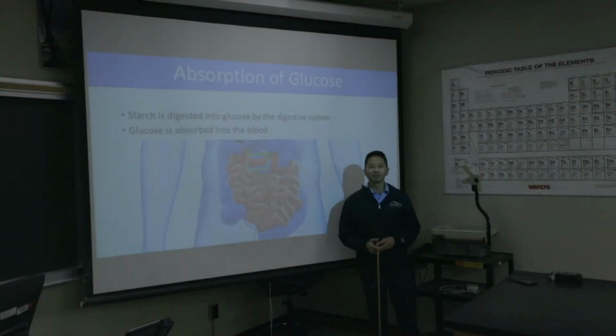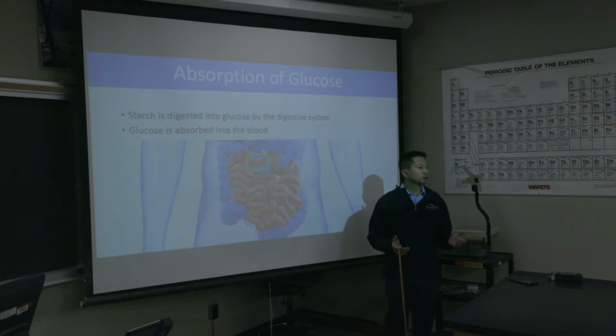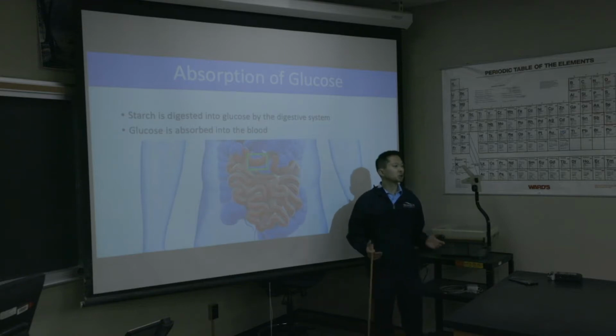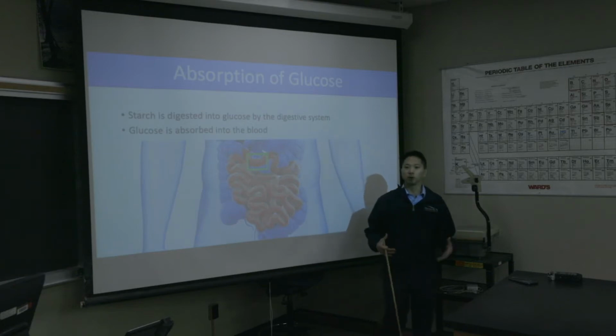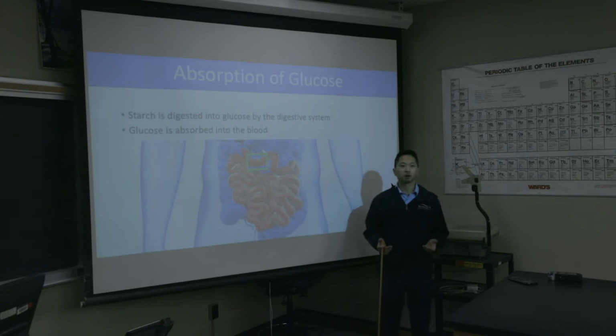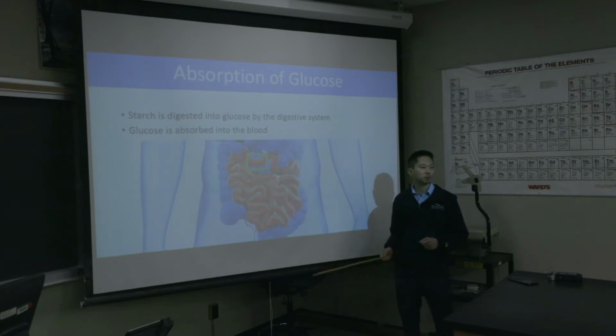Today we will discuss the physiological mechanism for the absorption of glucose. First, a carbohydrate such as starch is digested into glucose monomers by your digestive system. Then, for your body to use that glucose, it must be absorbed into the blood. The small intestine is where glucose is absorbed into the blood.